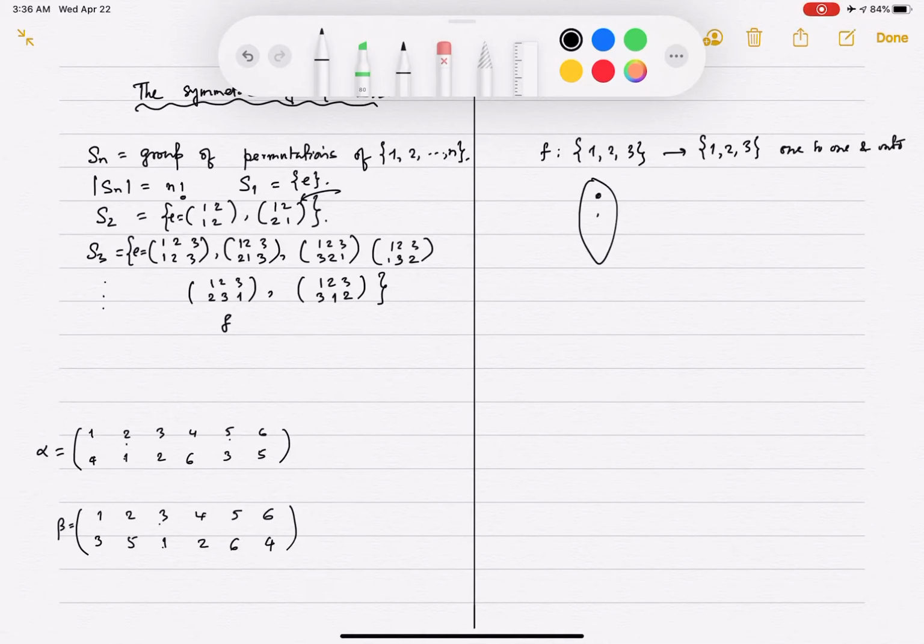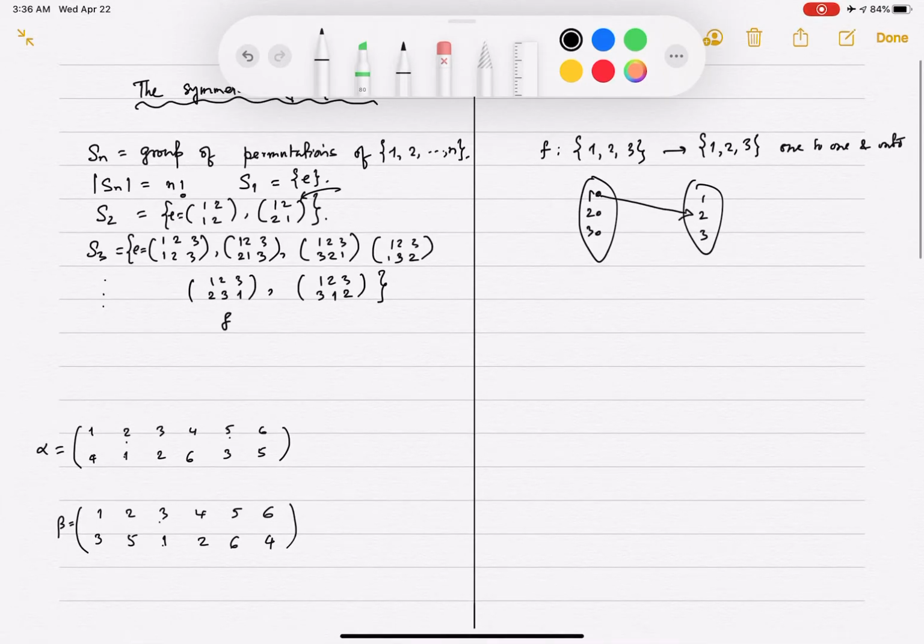Here's the most naive picture of f. 1, 2, 3, 1, 2, 3. What does f do? Takes 1 to 2, 2 to 3, 3 to 1. Rather than writing f of 1 equals 2, f of 2 equals 3, f of 3 equals 1, rather than writing all that, we just write this, which is more convenient. And similarly for the other ones.